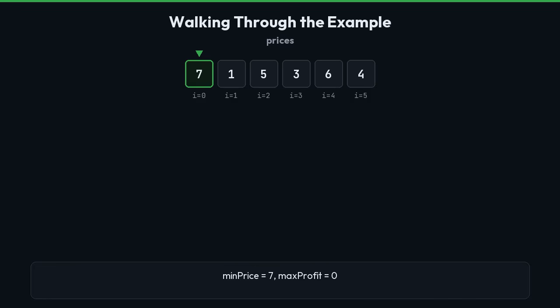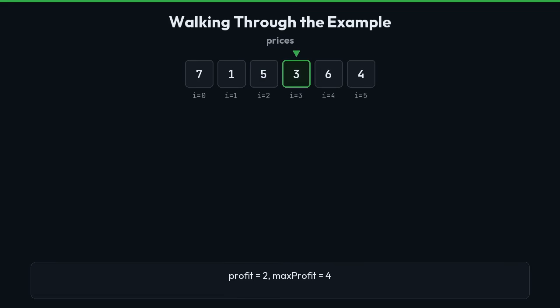Let us trace the example array 7, 1, 5, 3, 6, 4. We start with a minimum price of infinity and 0 profit. At index 0, price is 7, so we update our minimum to 7. At index 1, price is 1, which is lower than 7, so we update our minimum to 1. At index 2, price is 5. The profit if we sold now is 5 minus 1, which equals 4, updating our max profit to 4.